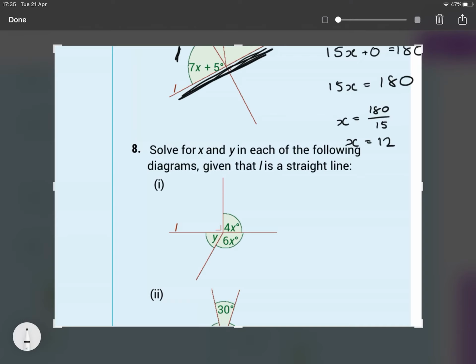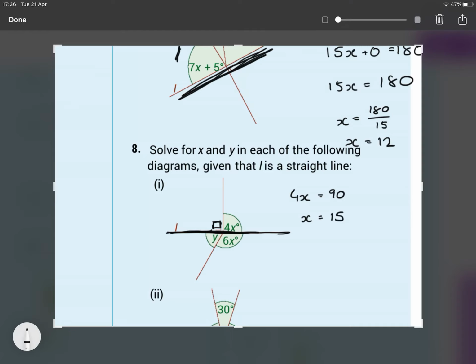For question 8, you get x and y. To solve for x and y in each of these, again we try and figure out if we can do anything first of all. In this case, you try and make this top bit an equation first. So we know that this 90 degree angle and my 4x is equal to a straight line. So that means that 4x must be a right angle as well. So 4x must equal 90 degrees, which means x would equal 15.